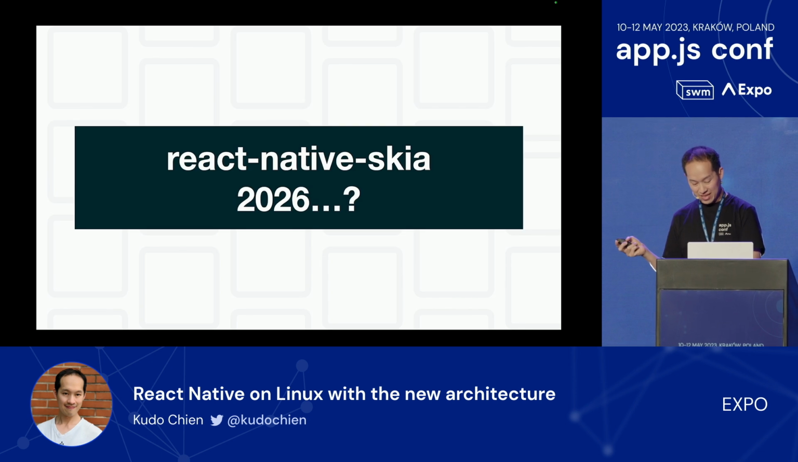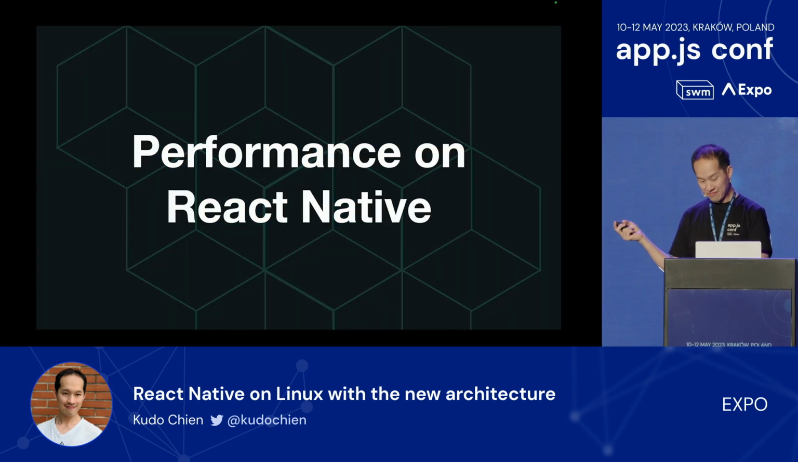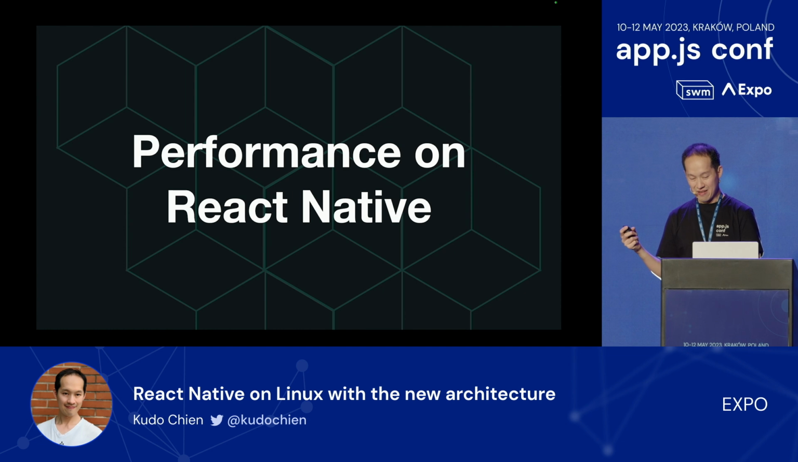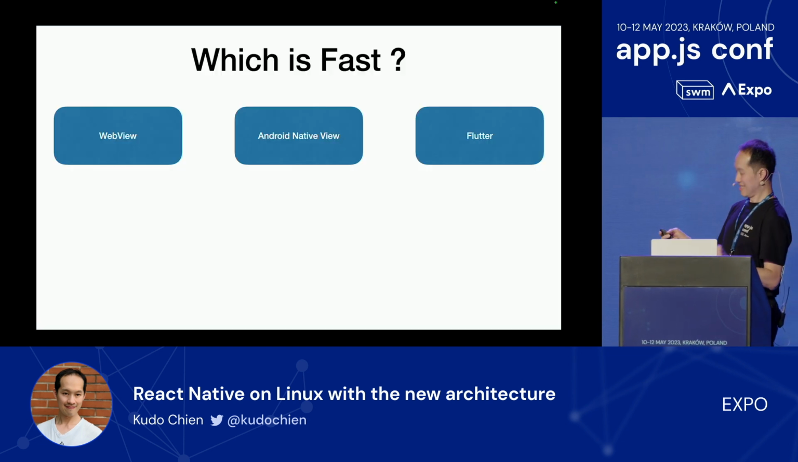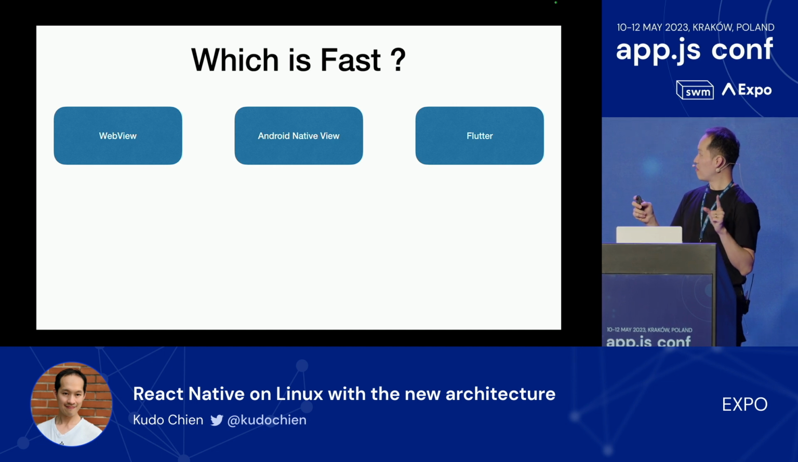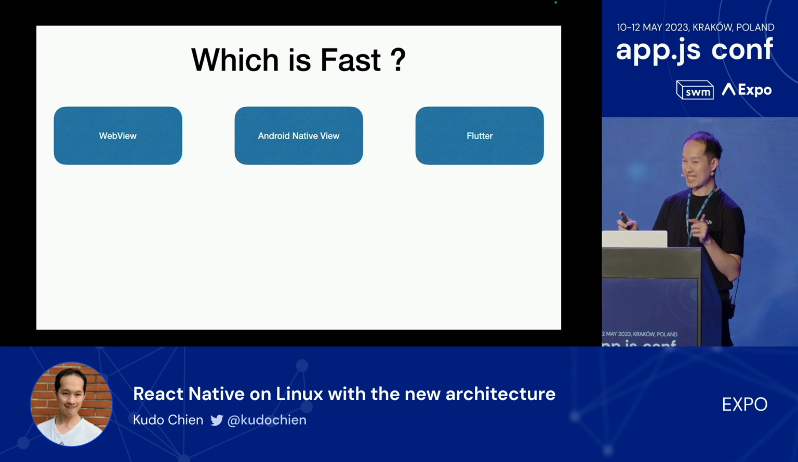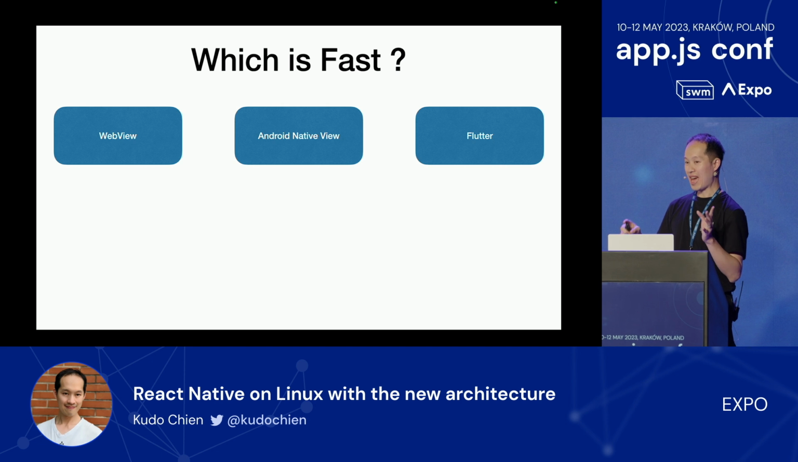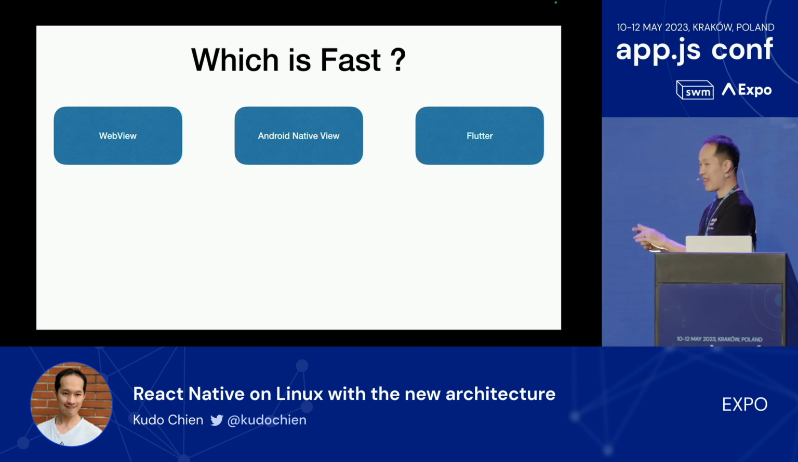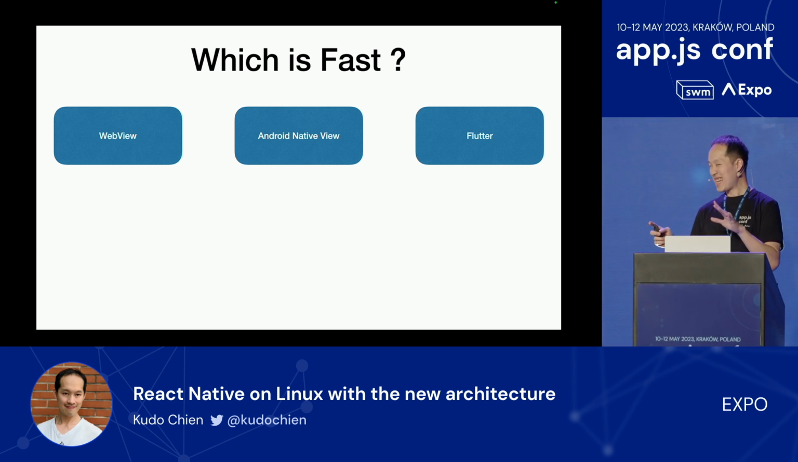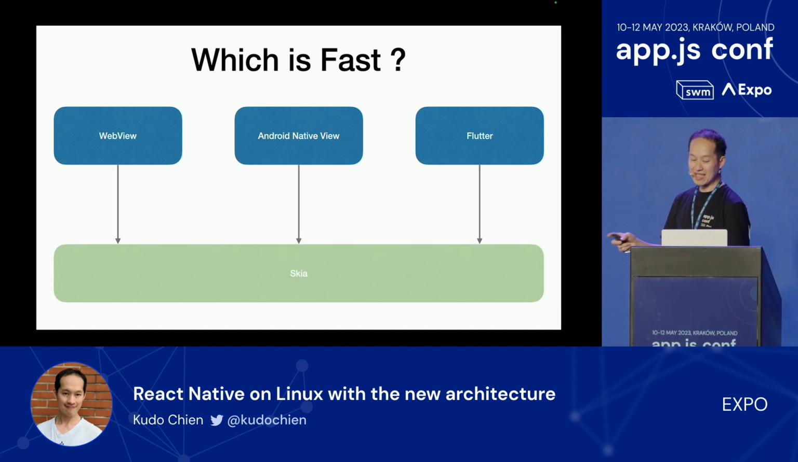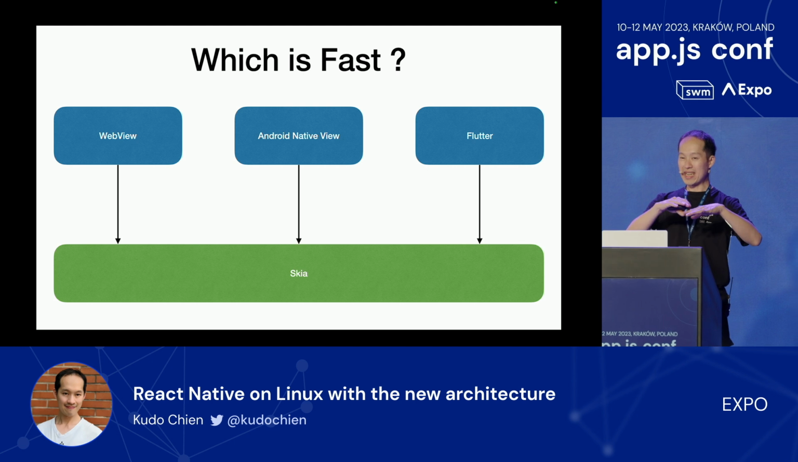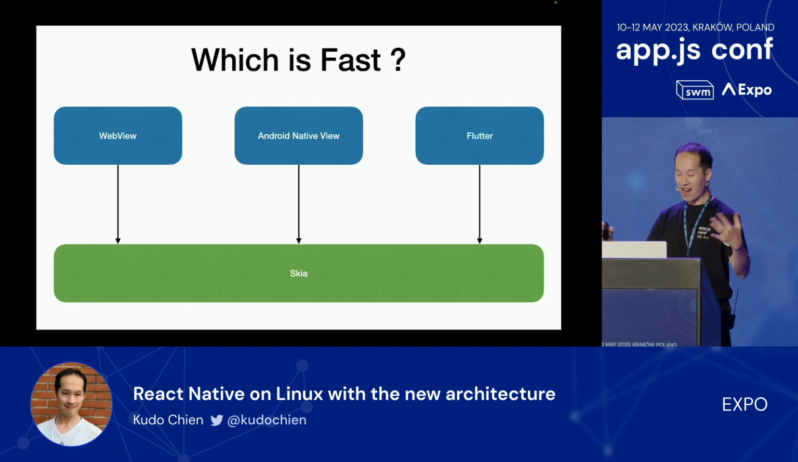What's the project state after 3 years? Why I think it's a different area. The first question is, which platform do you think is fast? WebView, Android native view, or Flutter? People tend not to answer WebView, right? But the fun fact is, all 3 platforms render on top of Skia. But how does that happen?